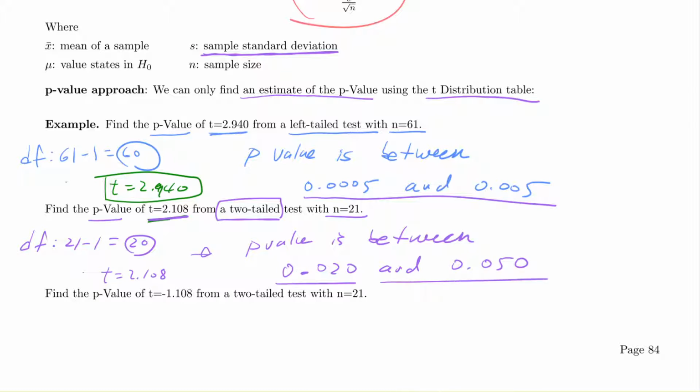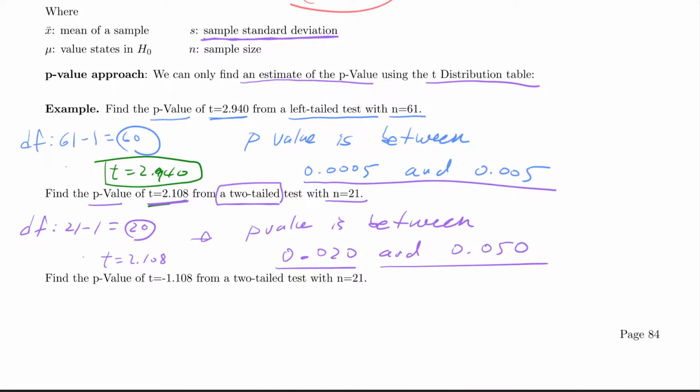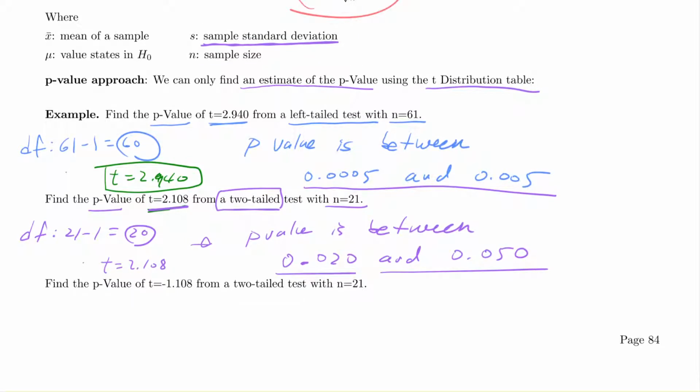Okay, so we get a range of p numbers. We don't know the exact p-value from the t-table, but we can know the range where it belongs. Okay. So third one, it says find the p-value for t equals negative 1.108 from two-tail test.